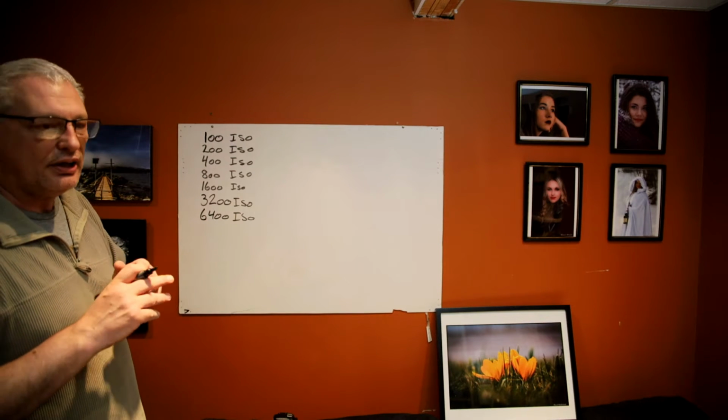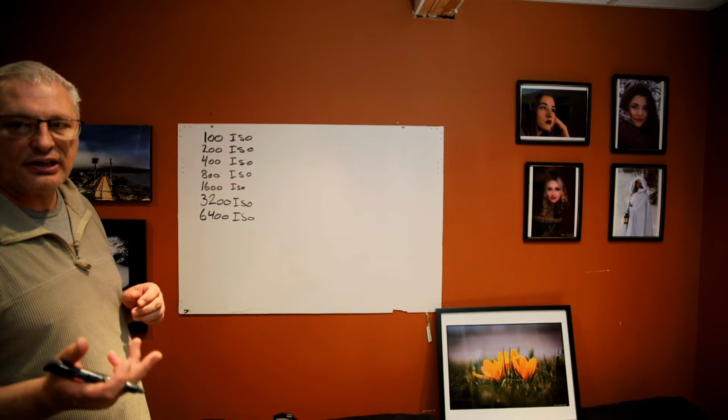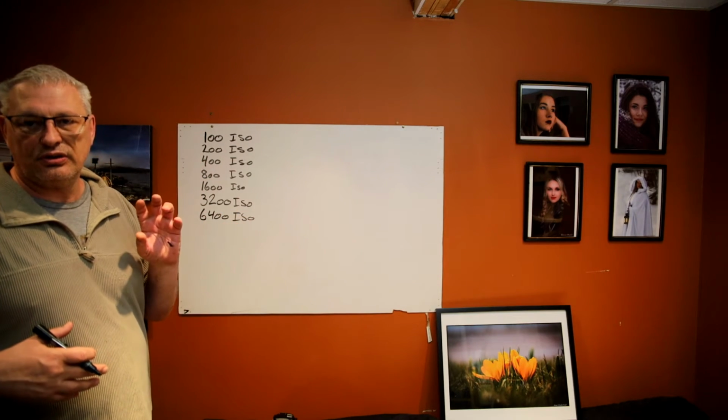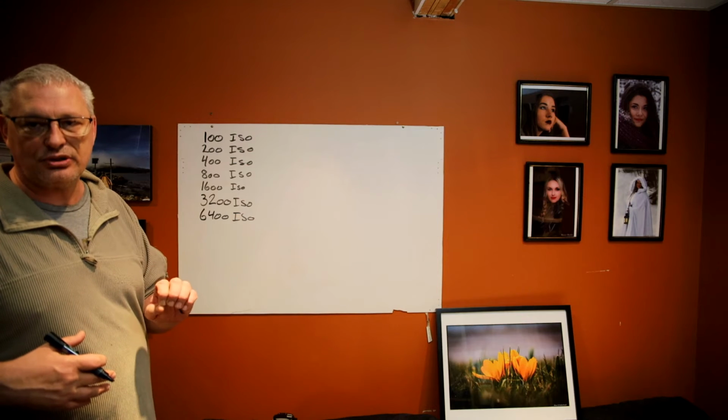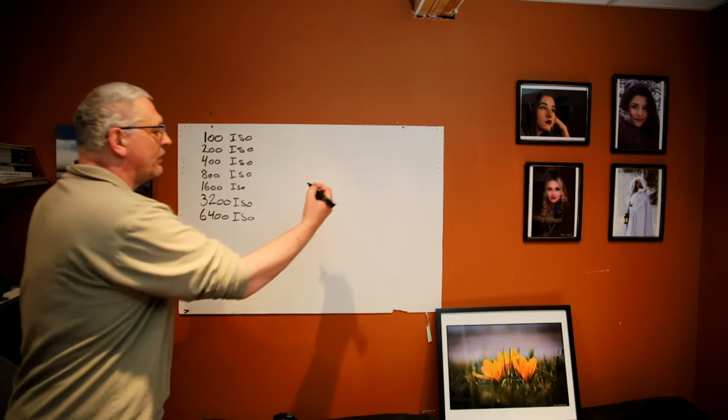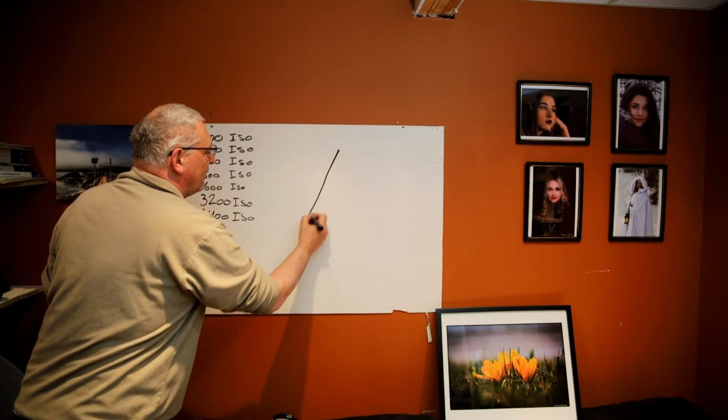Okay. The next step to look at is how you use this together with your shutter speed and your aperture. Well, there are two different tools that you use. One is called an exposure triangle.